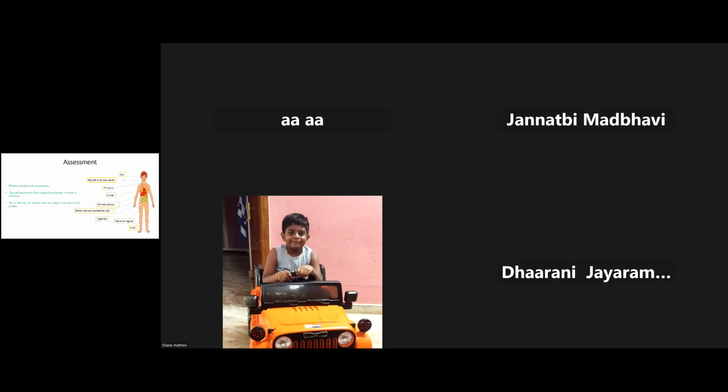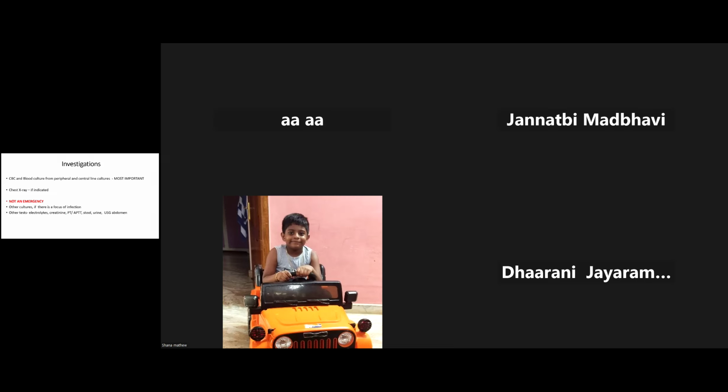Or if a child has any signs of typhlitis like vomiting, abdominal pain, constipation, you also should look in the perianal region, which can be the hidden source of infection, and also look at the males. So you should have a special attention to clues suggesting etiology or focus of infection. Also try to identify any features that may help to risk stratify the patient.